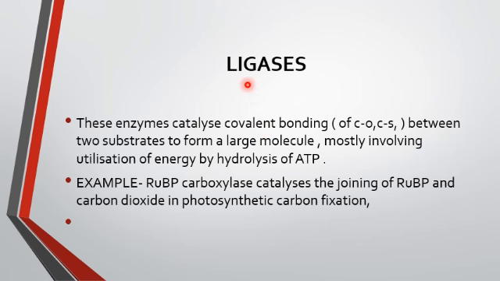The last is your ligase. These enzymes catalyze the covalent bonding of carbon-oxygen, carbon-sulfur between two substrates to form a large molecule, mostly involving utilization of energy by hydrolysis of ATP. Example is RuBisCO, ribulose bisphosphate carboxylase, which catalyzes the joining of ribulose bisphosphate and carbon dioxide in photosynthetic carbon fixation. So we have 6 classes: oxidoreductase, transferase, hydrolase, isomerase, lyase and ligase.